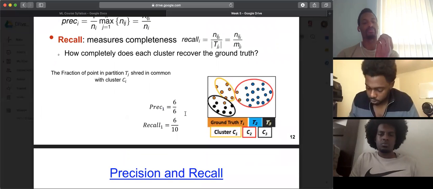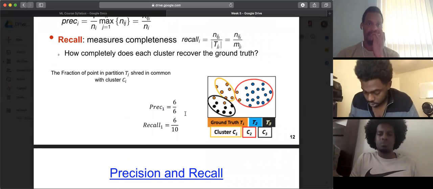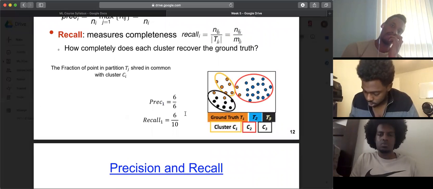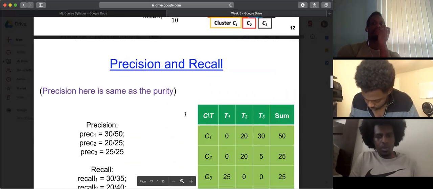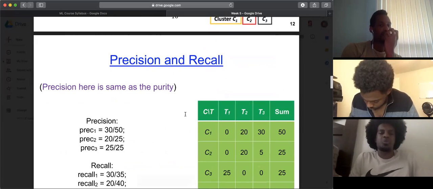Okay. So precision is purity. Got it. Recall is completeness. How well do I encompass the spread of my data points?